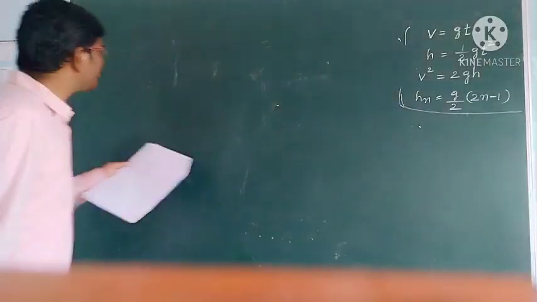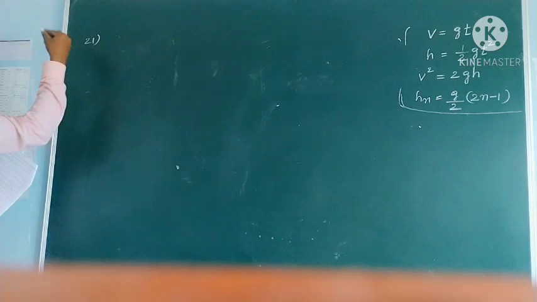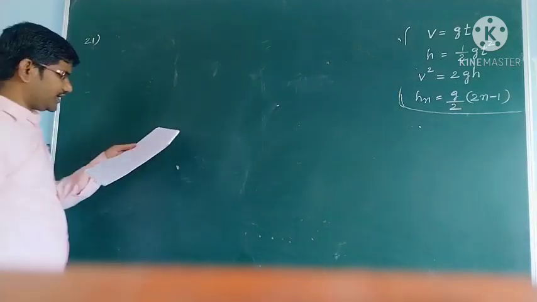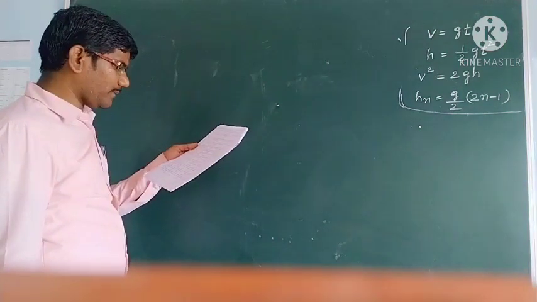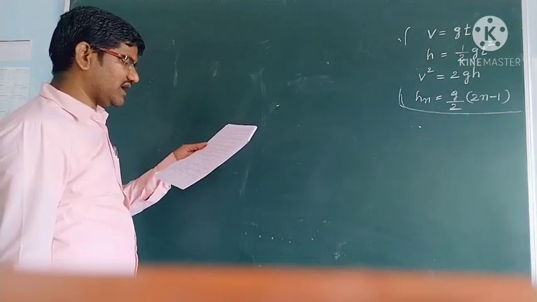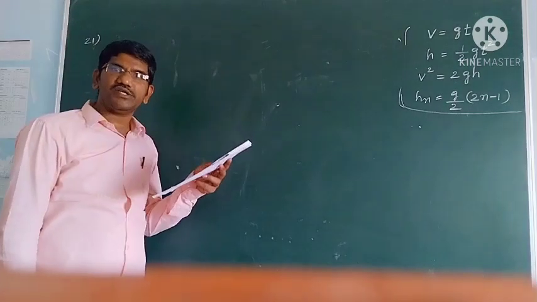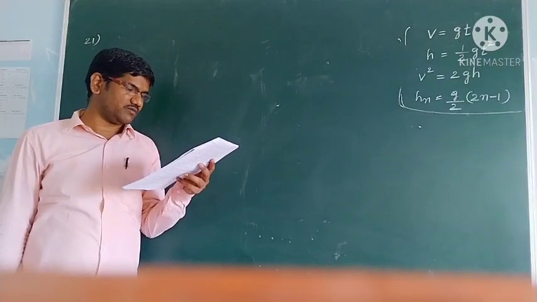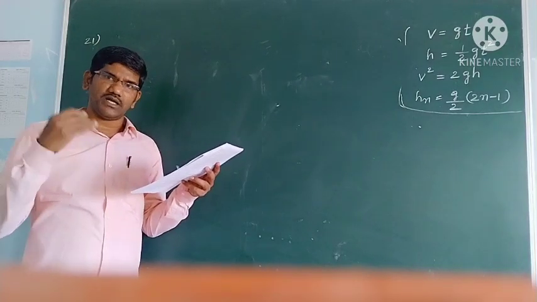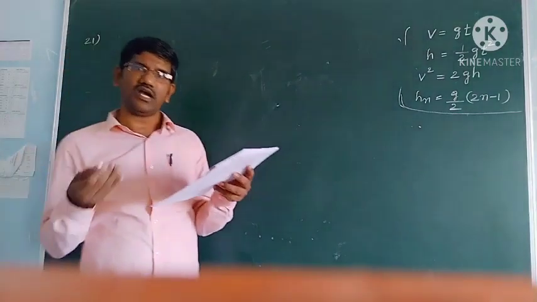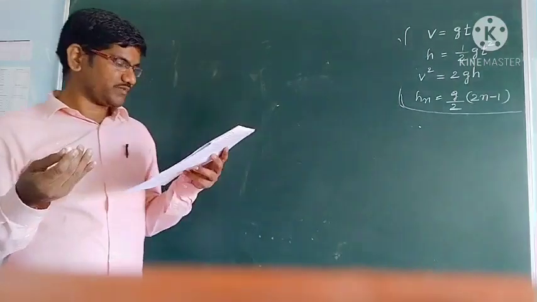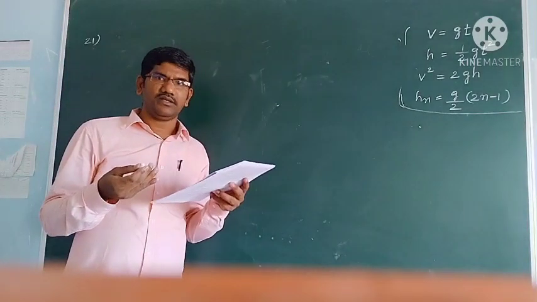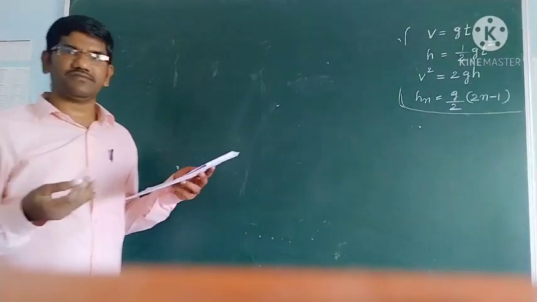Okay students, now see problem number 21. The ratio of distances covered by a freely falling body in the last second and last but 1 second. Last second means nth second if you take, last but 1 second is n minus 1 second, are in the ratio of 4:1. Find the time of its free fall.